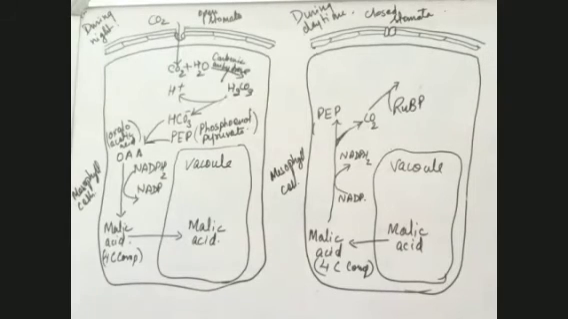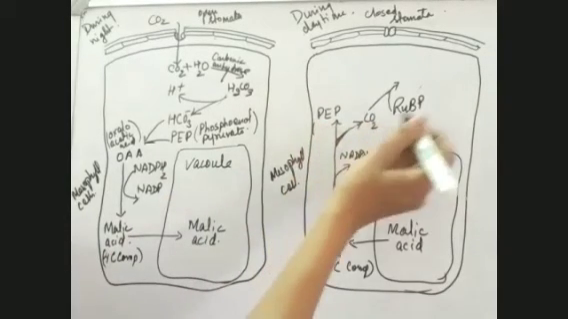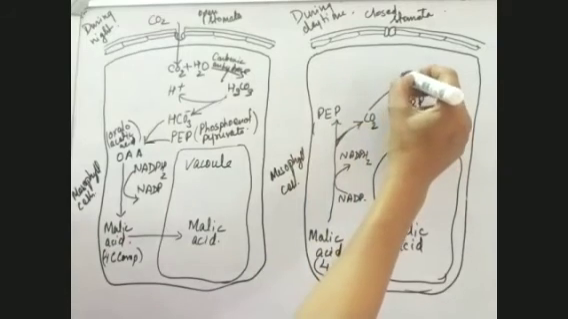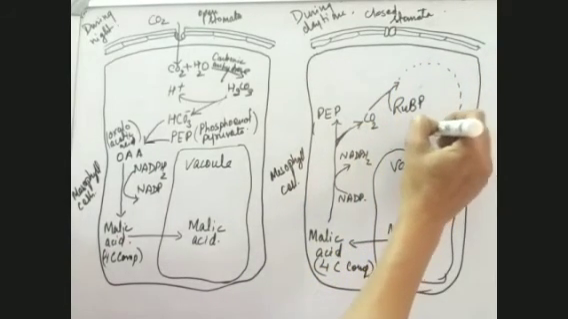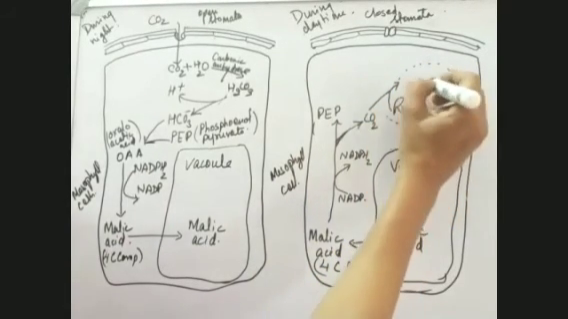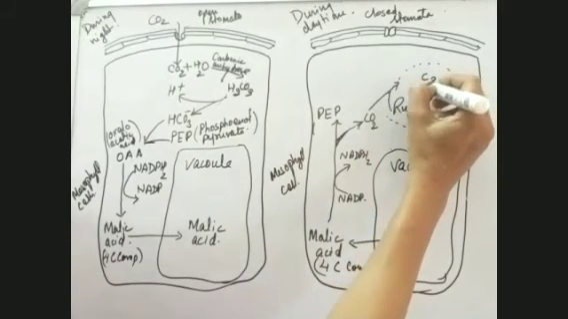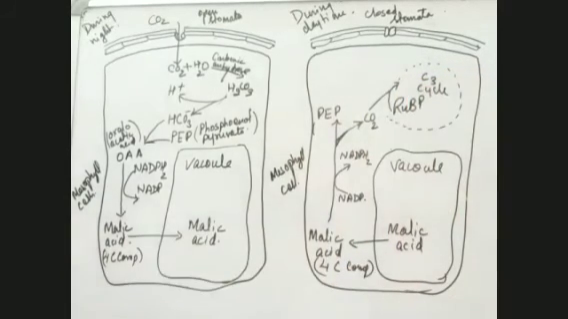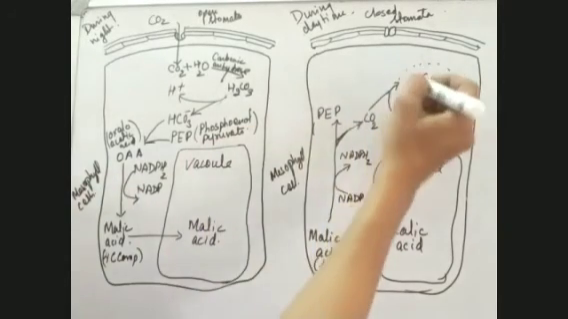So now, because CO2 has been accepted by RuBP, which cycle can start? The C3 cycle can start. And you know, when the C3 cycle takes place, there are three phases: carboxylation, reduction, and regeneration. During reduction, glucose is formed. So the C3 cycle will start.